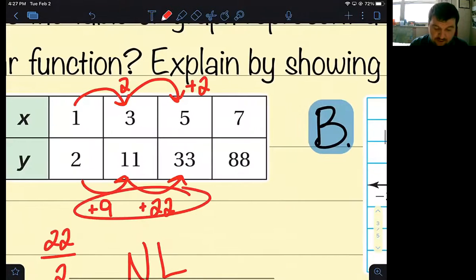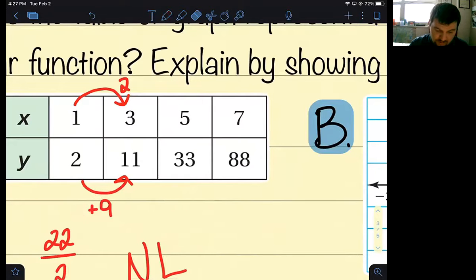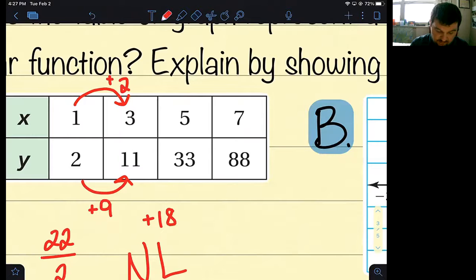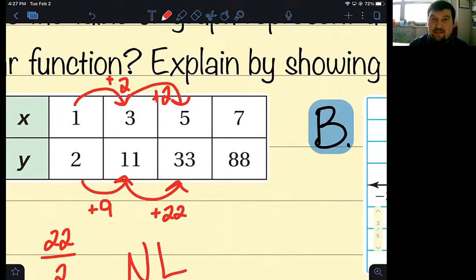Just because these numbers are different doesn't mean it wouldn't be the same. For example, if this increased by 18, which it doesn't, and this increased by 4, 18 over 4 is the same as 9 over 2. So that's still the same. So be careful. Just because these two numbers are different doesn't mean it can't be the same. But if this number is different and this number is the same, there's no way that can be a constant rate of change.